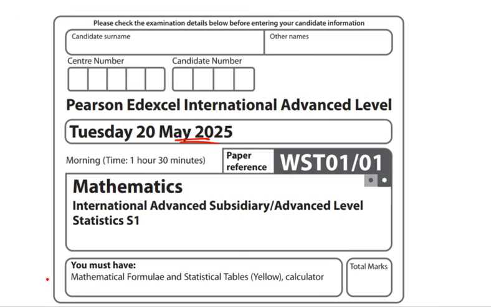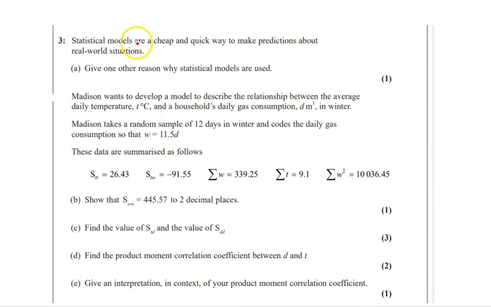This is a continuation and we go to question number 3. Question number 3 says that models are cheap, a quick way to represent and make predictions about real world situations. Give one other reason why these models are used.